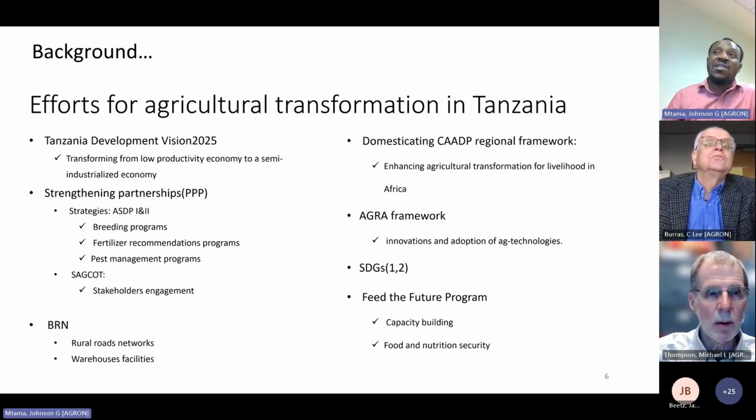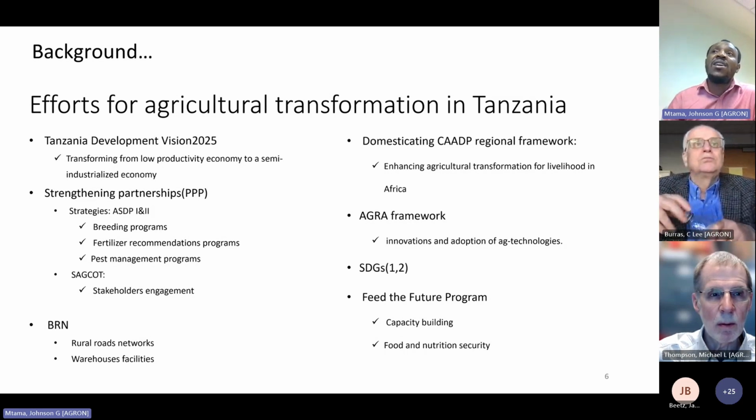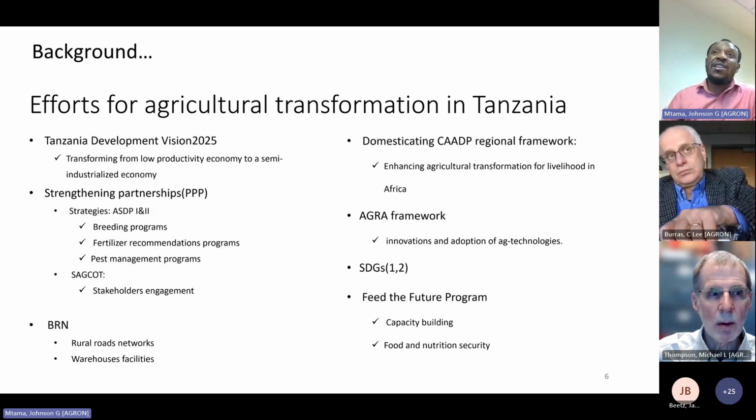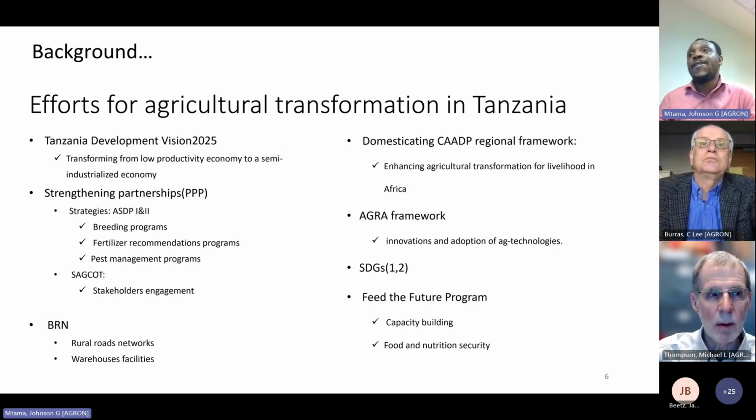Also, the domestication of the Sustainable Development Goals, especially goals number 1 and 2, poverty eradication and hunger eradication in the country, have been domesticated through the implementation of all those programs I've mentioned before.